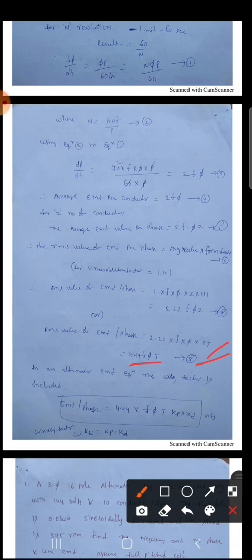Now in the alternator EMF equation, the winding factors are included, that is EMF per phase is equal to 4.44 into f phi T into Kp into Kd, where the units are volts.